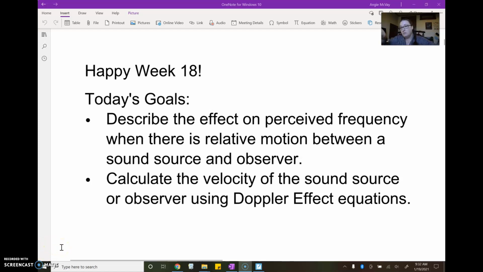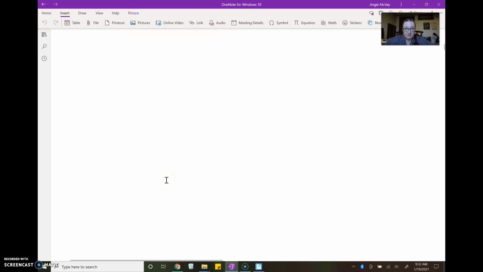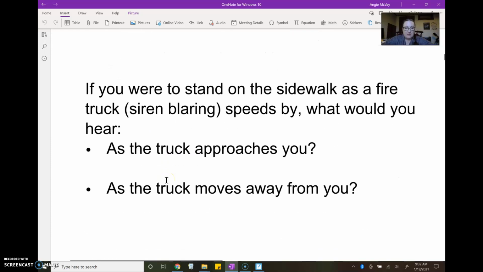So that woo sound, right, when a siren is going by. Okay, so let's take a look at a scenario. And I just want you to describe from your experience as a person living in the world, if you were to stand on the sidewalk as a fire truck with its sirens blaring speeds by, what would you hear? Okay, what would the pitch of the sound sound like as the truck approached you and as the truck moves away from you? Okay, take a moment to respond, maybe even pause the video.